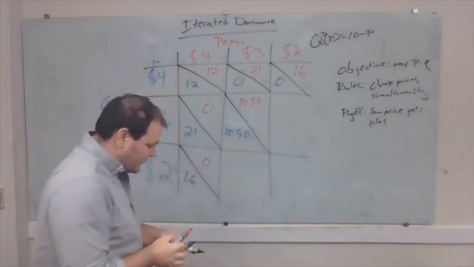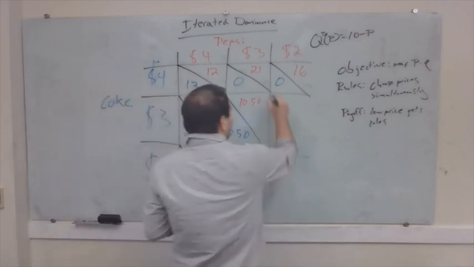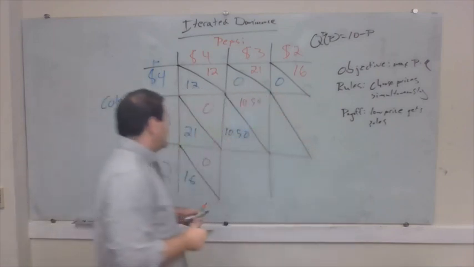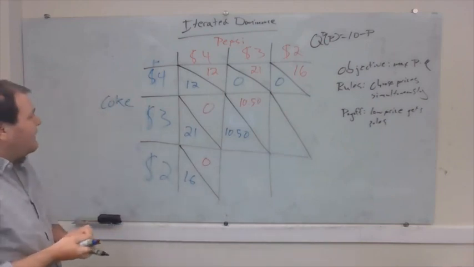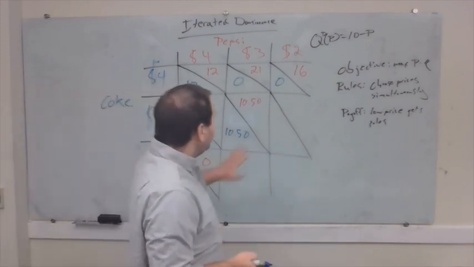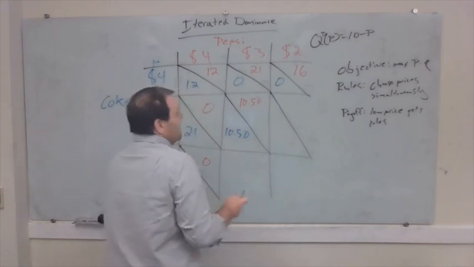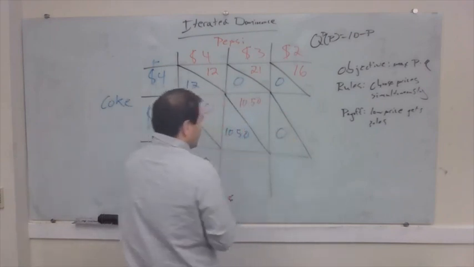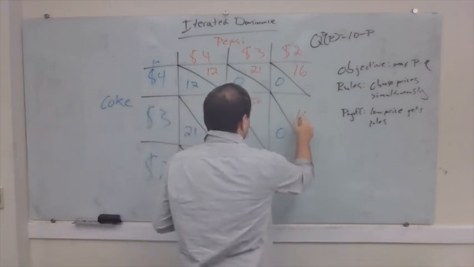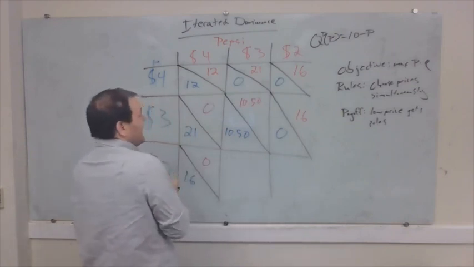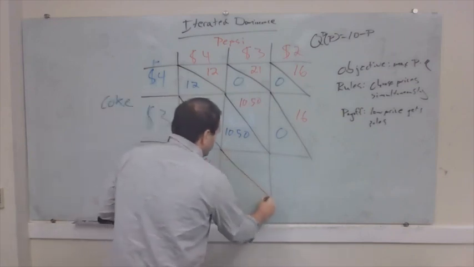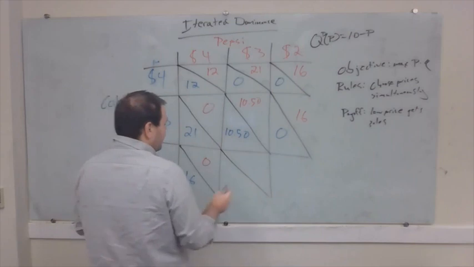I know I'm kind of blazing through this. The real point of this is going to be once we've got the game set up. If Coke continued to charge 3 and Pepsi charged 2, then Pepsi would be the low price, so they'd again get $16. Same deal if Coke charged 2 while Pepsi charged 3.